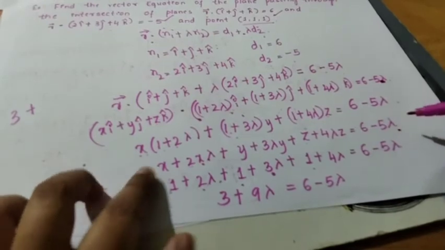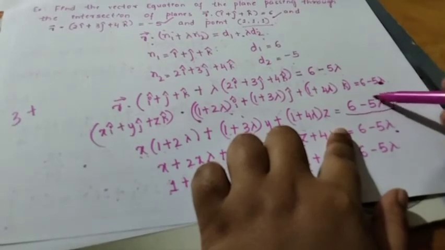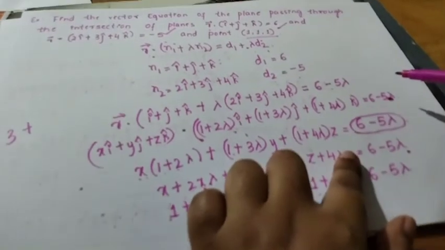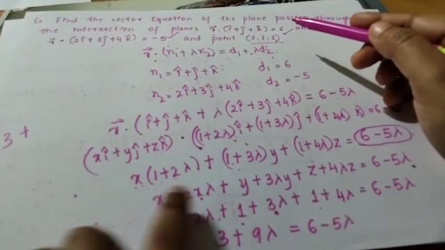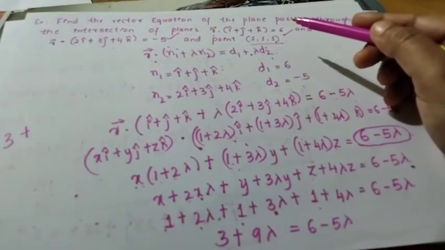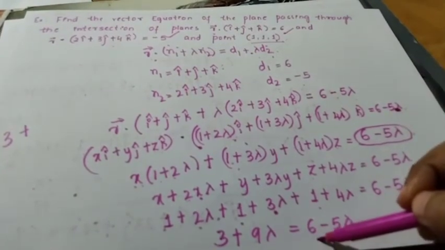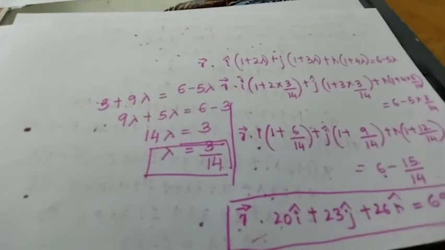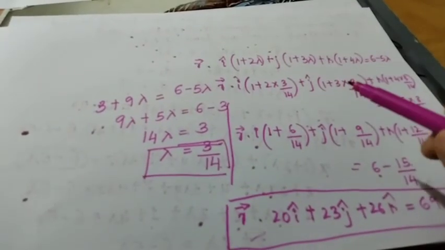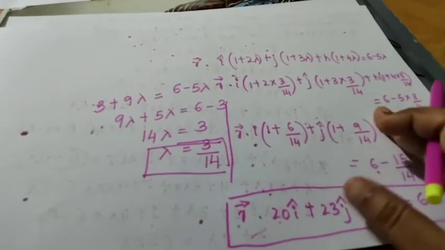So x1 here, y1 here, z1 here is equal to this much you take, 6 minus 5 lambda. Then it passes through the point 1, 1, 1 they have given. Substitute values of x, y and z. Okay. So you get the equation in this form. Then you can find the value of lambda. Okay. Once you get the value of lambda, again resubstitute that in the first equation. So finally you get this answer after taking out the LCM.